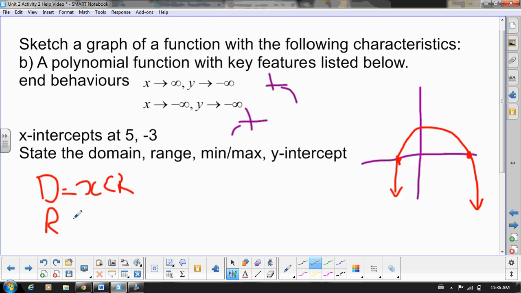The range is going to be, when I look at it, I'm just going to make up a maximum value right now. I'm not worried about the exact thing. So I'm going to say that this value right here, it's between 5 and negative 3. So this is at about 5 plus negative 3 is, so it's at 1. And I'm going to say it's at 5. So I'm just arbitrarily stating that since it's a guess. So that means that my range is going to be y is less than or equal to 5.